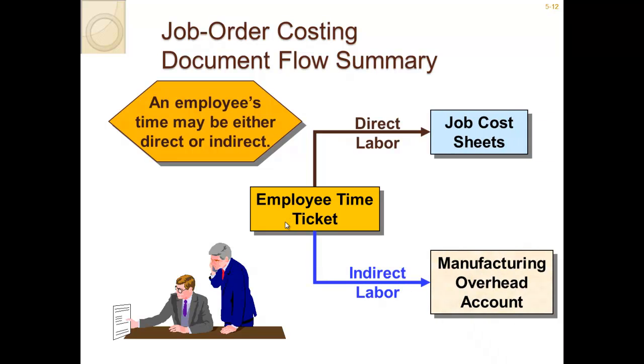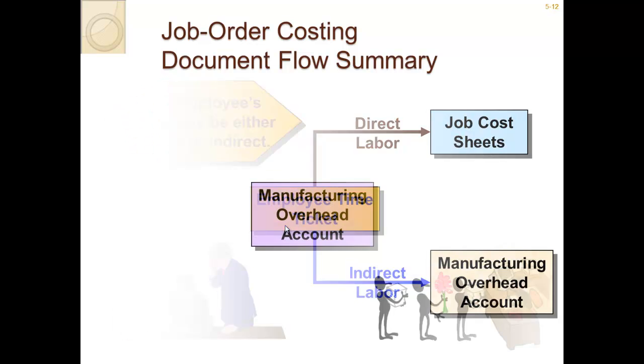How the employee's time may be direct or indirect. Now remember, we talked about managers' salaries and then the actual people working on the floor, making the product. So if I'm working directly on the Boeing aircraft, that is direct labor. But if I'm a salaried employee taking care of a bunch of employees that work on different projects, I would be indirect labor and therefore be part of the manufacturing overhead account.